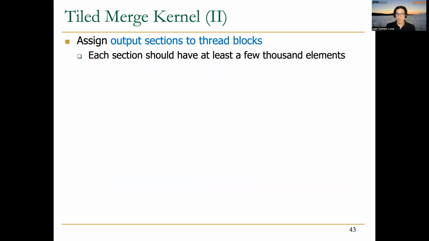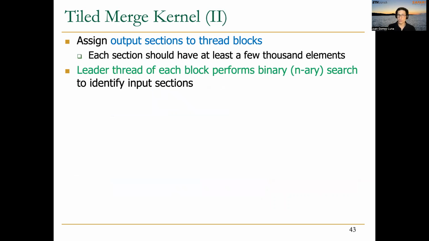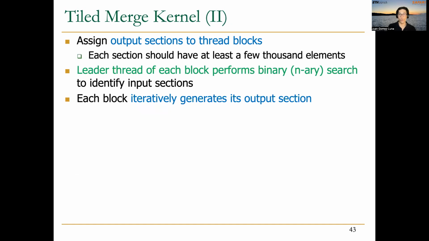So basically, we are assigning one output section to each thread block because in thread blocks, we normally have a few hundreds of threads, a multiple of 32. Typically, as you know, in each section, we should have at least a few thousand elements. There is going to be a leader thread in each thread block that is going to perform the binary search to identify the input sections, to find the core ranks of the corresponding thread block. And then each thread block is going to iteratively generate its output section.